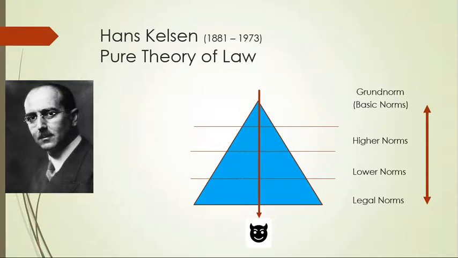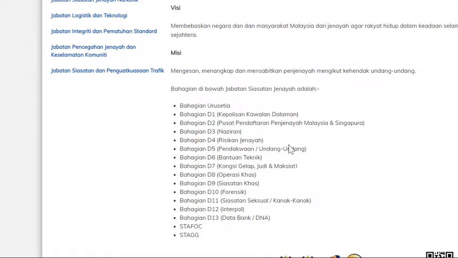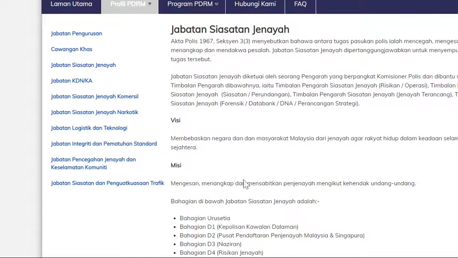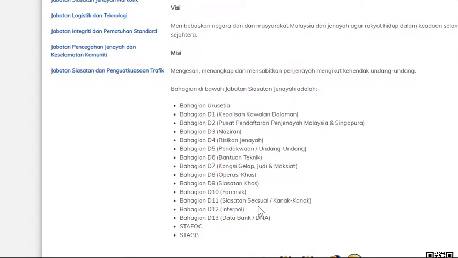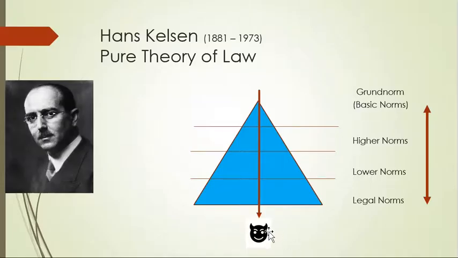Because as far as the jabatan-jabatan, we have these bahagian-bahagian within the jabatan siasatan jenayah. They are helping one another in order to capture the perpetrator, meaning the criminals. So it is what they call static, whereby it maintains the structure. However, it is also at the same time dynamic. When you go higher and higher, the law that is created is more general in nature. So we can repeal laws.